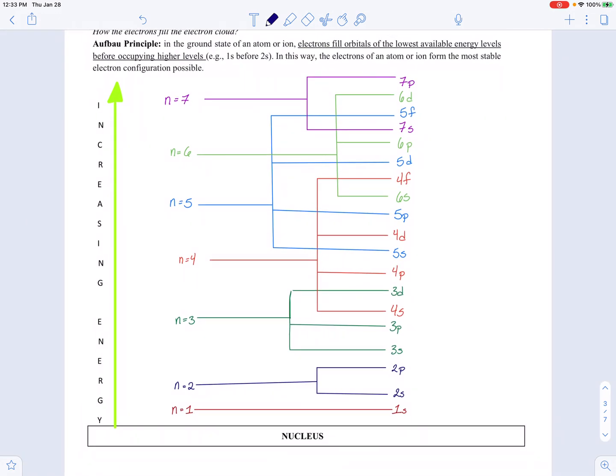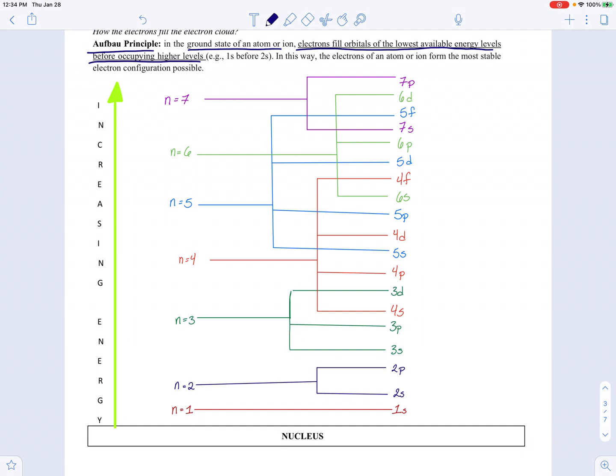So we always fill based off of Aufbau's principle. In the ground state of an atom or ion, your electrons fill orbitals at the lowest available energy levels before occupying higher levels. So we always fill the lowest energy orbitals first and then move to higher energy orbitals after that. And that really has to do with the distance from the nucleus. Things that are closer to the nucleus have less energy, and things that are further away from the nucleus have more energy. So we fill from low to high.